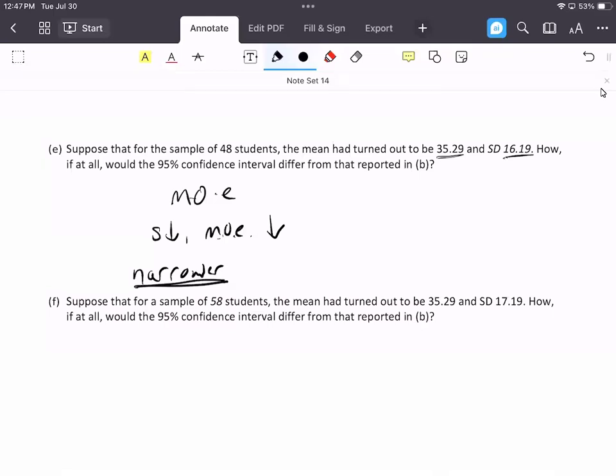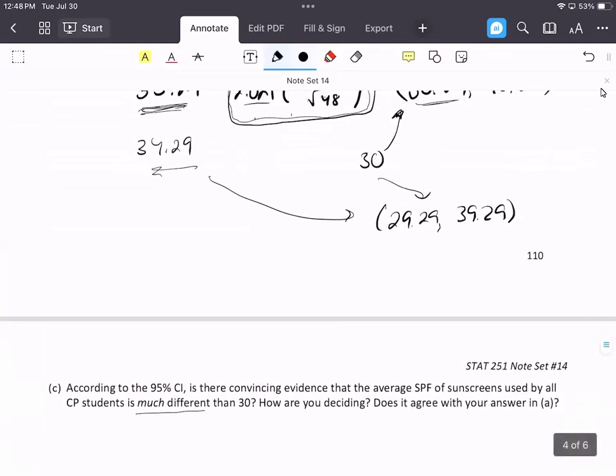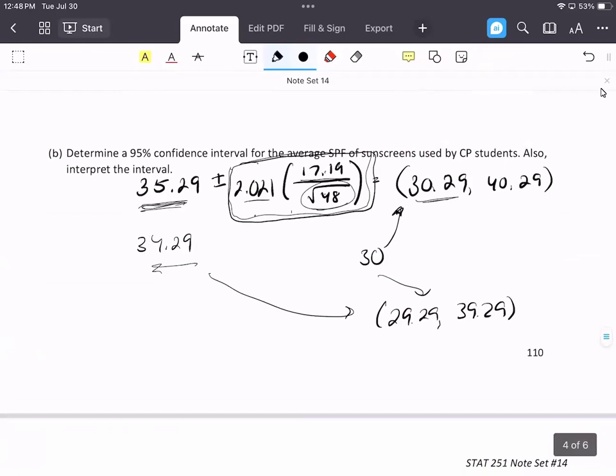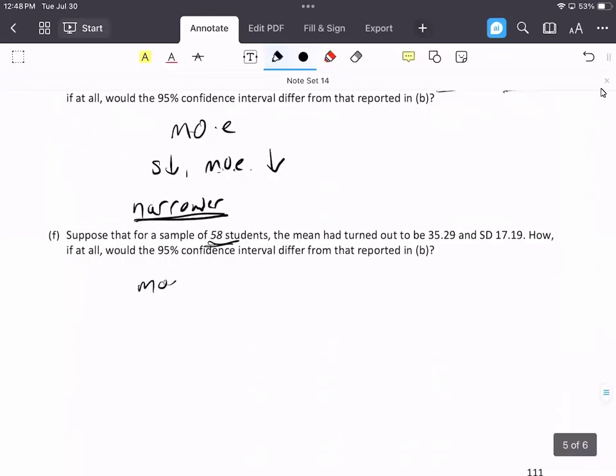Now, last one, suppose that for a sample of 58 students, so in this case, n got larger, the mean had turned out to be 35.29 and standard deviation was 17.19, so those numbers didn't change from the original. How, if at all, would the 95% confidence interval differ from that in part B? Well, what's going to change is here, we're going to be dividing by a larger number. So my margin of error is going to go down. So overall, it's going to be narrower.